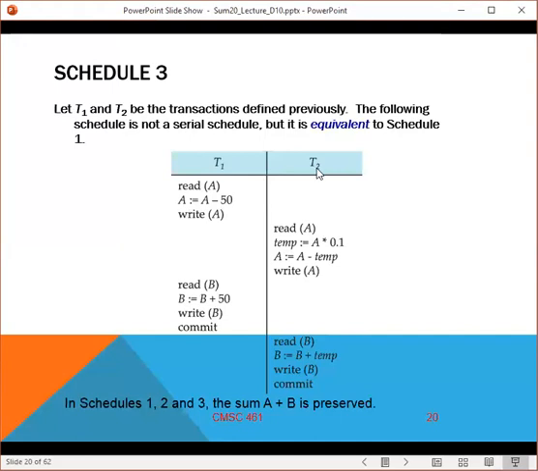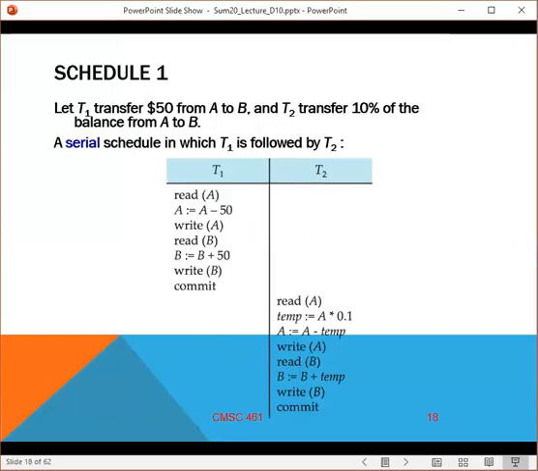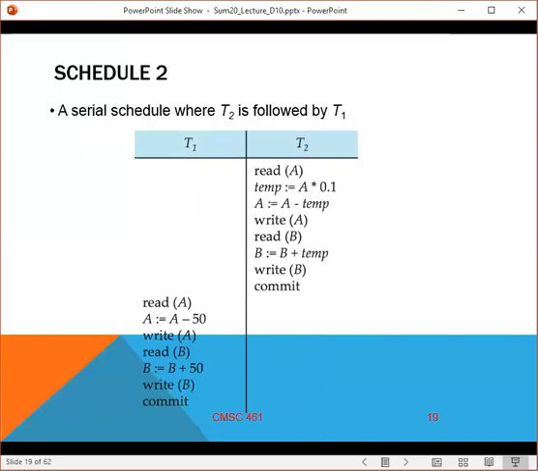same time. But it could be made virtually into a serial schedule by swapping this first block in T1 with this second block in T2, moving this one up. If we could move this one up and move this one down, because they are not working on the same item, we can swap them. They're not updating the same item, so we can swap them. So even though this is not a serial schedule, it's equivalent to schedule 1, which is a serial schedule.